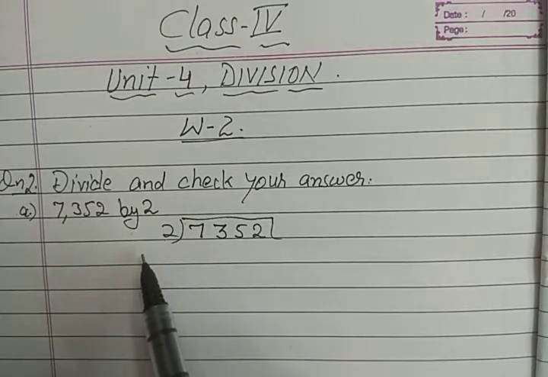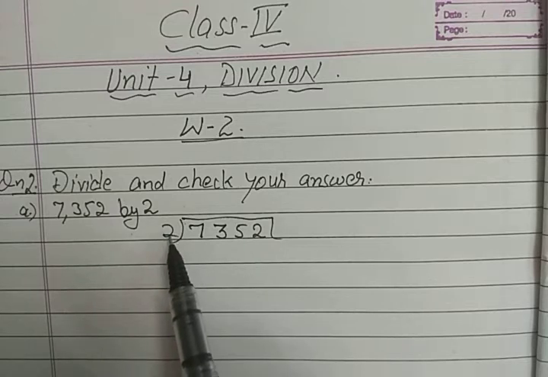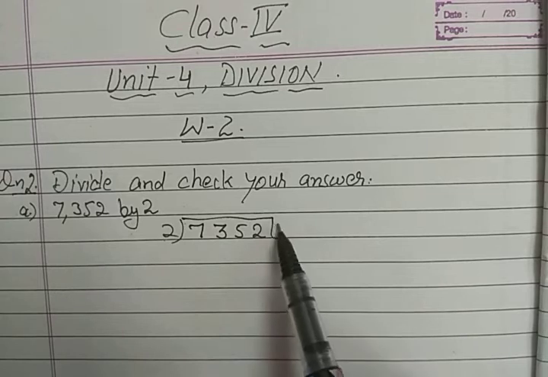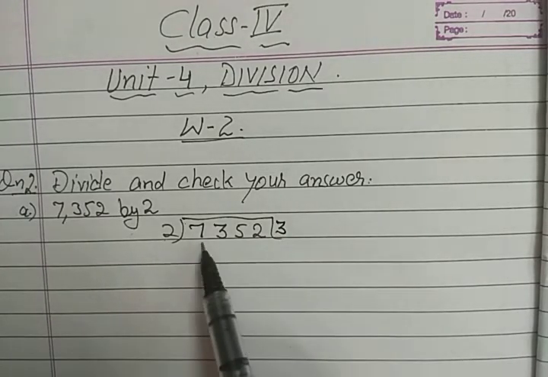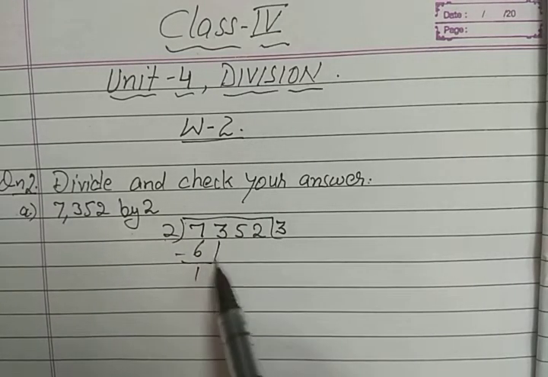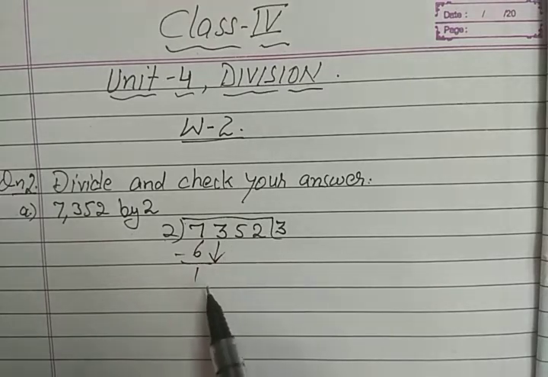Now recite the table of 2 till 7. 2 3s are 6 and 2 4s are 8. So 7 does not come in the table of 2. So हमें इससे पीछे जाना है. 2 3s are 6. Now subtract it. What is left is 1. Now what will come down? That is 3.